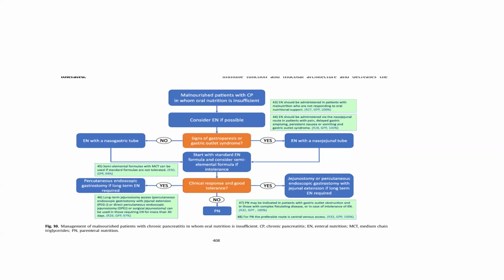jejunostomy or percutaneous endoscopic gastrostomy with jejunal extension if long-term enteral nutrition is required, or an alternative option is percutaneous endoscopic gastrostomy if long-term enteral nutrition is rare. If it is not possible, then go for parenteral.